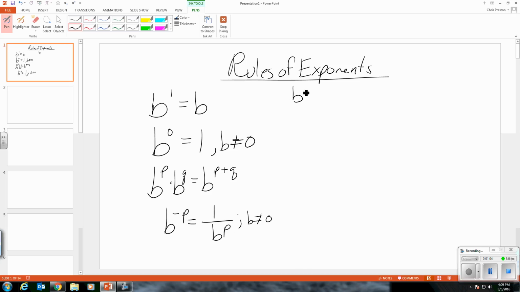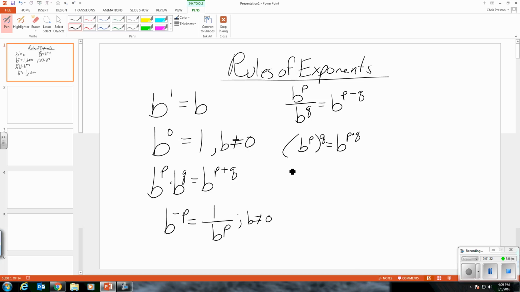Kind of a combination of those two. If you have a base to a power and you divide it by the same base to a power, what you do is you subtract those exponents, or in other words, you add a negative exponent. Let's see what else. If you have a base to a power and you raise that to a power, then what you do is you multiply those exponents together.